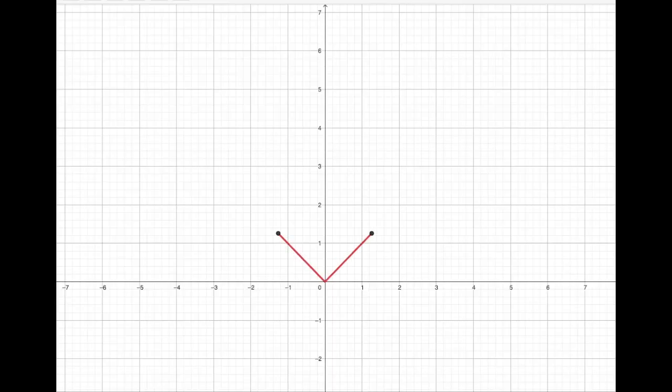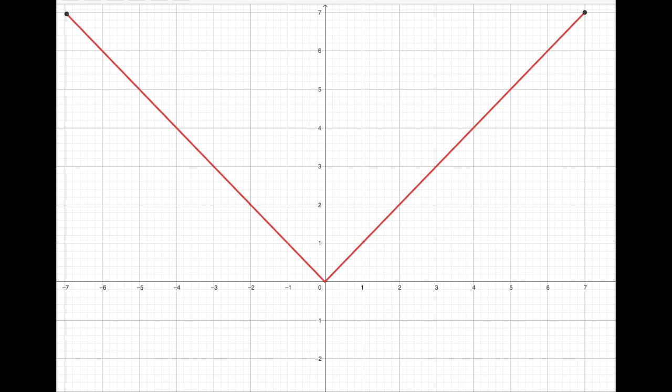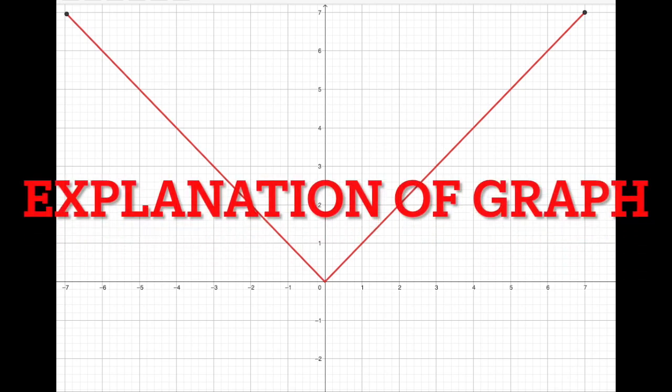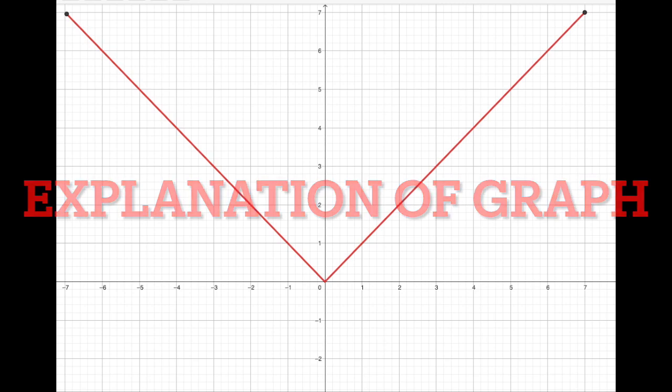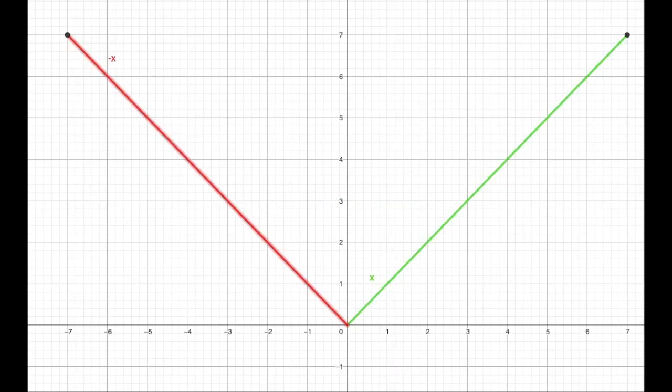Draw a V-shaped line with its point at the origin. The left leg represents negative values, the right leg positive. Color the left leg red, the right leg green. These colors reflect the positive and negative signs swallowed by the absolute value.